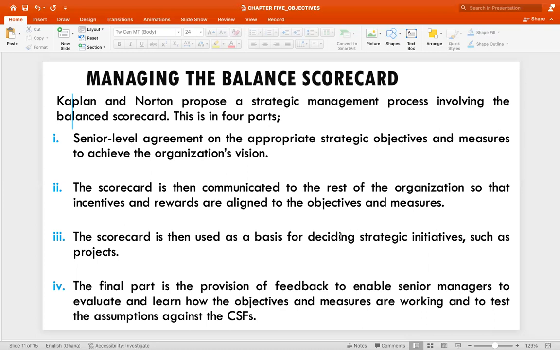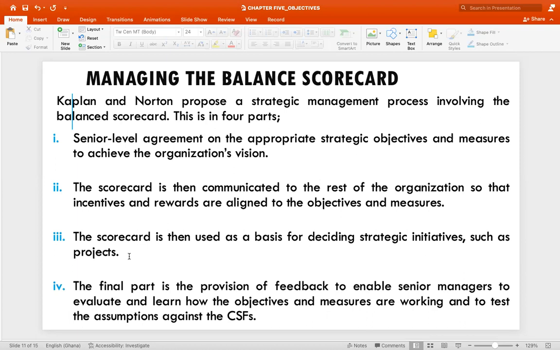Okay. The scorecard is then used as a base for deciding strategic initiatives such as projects. Okay, so every project the organization will take, they'll be mindful of what they said they will do in their balanced scorecard. All right, so the strategic initiatives will be based on the targets or the objectives that they have in the balanced scorecard.